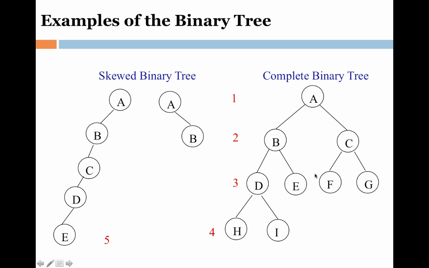On the other hand, this is a complete binary tree. A complete binary tree is one in which every internal node, that is, every non-external node, has exactly two children. I repeat, a complete binary tree is one in which every internal node, otherwise a non-external node, has two children. Observe that E, F and G are external nodes, H, I are external nodes, they have 0 children, whereas D, B, A and C have exactly 2 children. This is the distinction between a skewed binary tree and a complete binary tree.